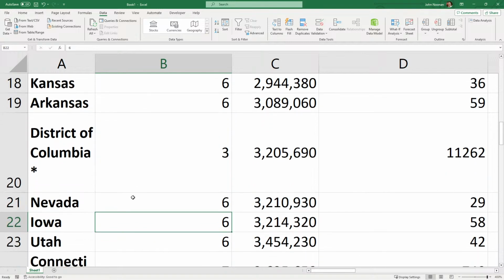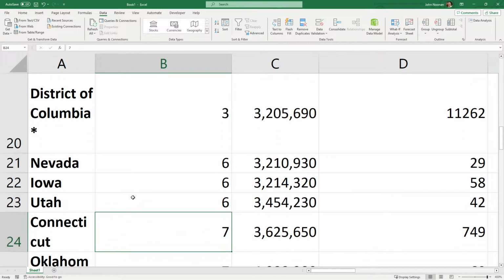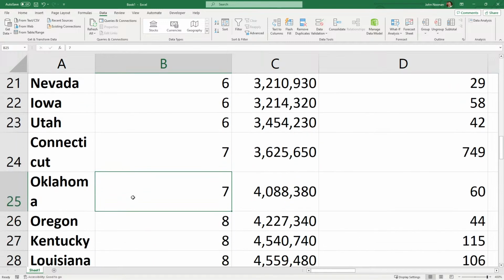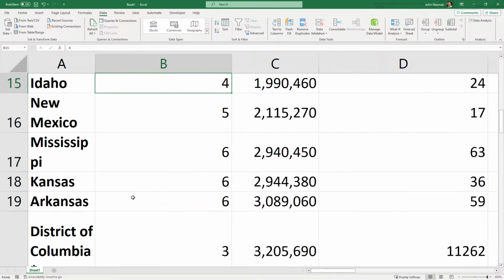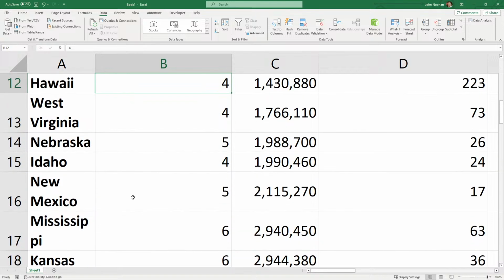But moving on, you can see the populations. There's an interesting little phenomenon that I found. Where is it? Just a minute, maybe I missed it. Oh, there it is. So Nebraska and Idaho. At first I was confused by this. Look, Nebraska has 5 electoral college votes, and they have 1,988,000 people. Idaho has 4 electoral college votes, but has more people.